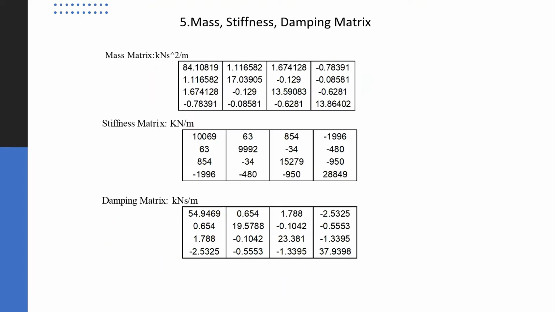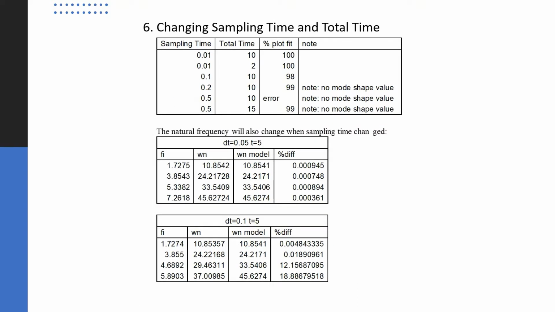And here are the mass, stiffness, and damping matrices. Since we got a pretty inaccurate mode shape, we got some obviously inaccurate elements in the stiffness and damping matrices. And now let's discuss the parameters that will affect the accuracy of the ARX system identification function.